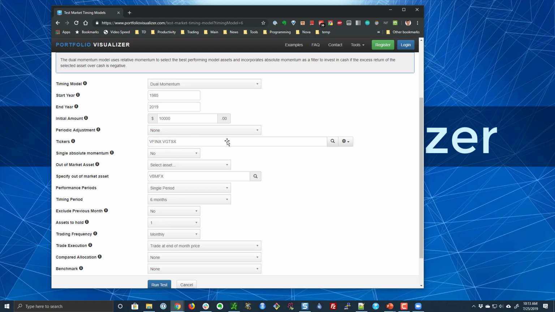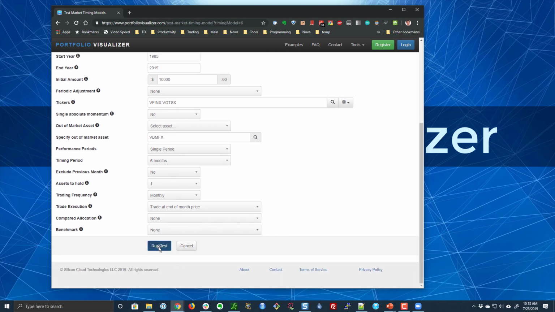The concept of absolute momentum, which he talks about, is that if both of these are trending down on a momentum basis, then why would we bother investing in something that's going down? So if both of these tickers have negative relative momentum, then it's going to put the money into this thing here, which is essentially a blended bond investment across different maturities. So that's all it is. Pretty simple. Run test.